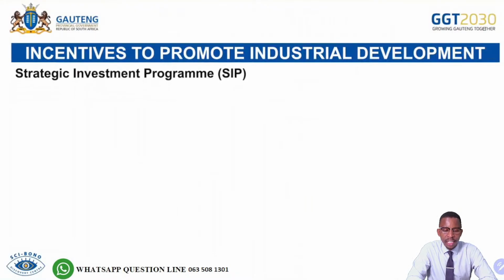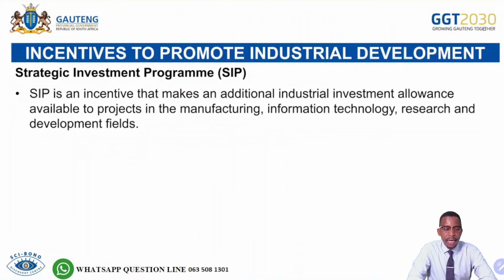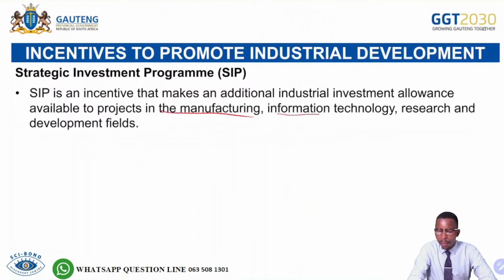And then the Strategic Investment Program, which is SIP. The SIP incentive makes an additional industrial investment allowance available to projects in manufacturing, information technology, and research and development. So it focuses on providing extra funding in these three fields: manufacturing, information technology, and research and development.